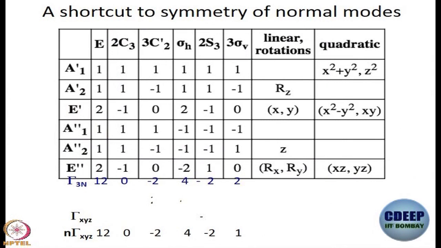n we have worked out already. Now, to do it, we need to know how x, y, z transform upon operation of each of these operations that are there. So, tell me how will I get the character of what I call gamma x, y, z. Gamma x, y, z is the reducible representation for which x, y and z form the basis. How do I get gamma x, y, z? Remember what we did for water?